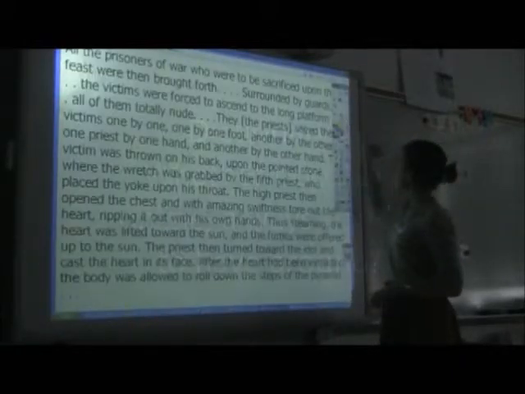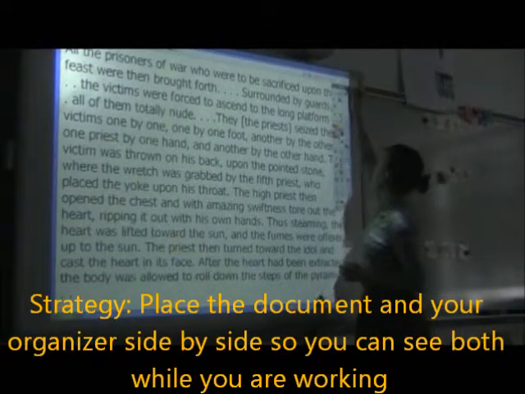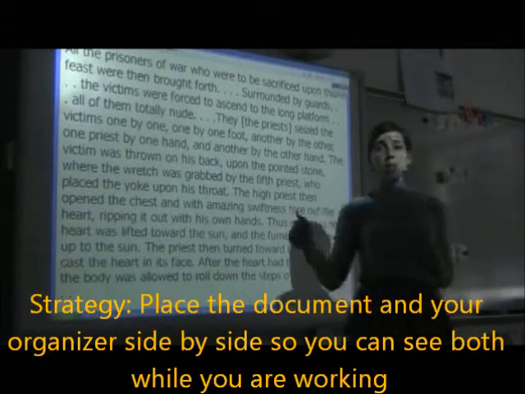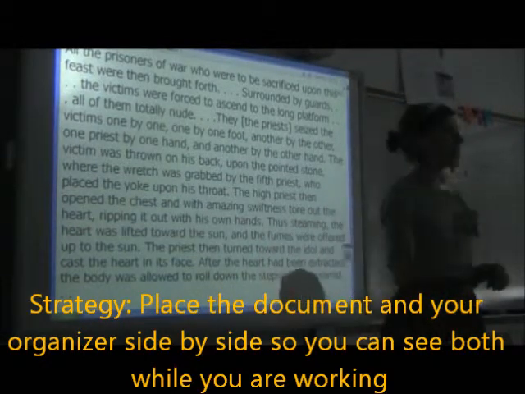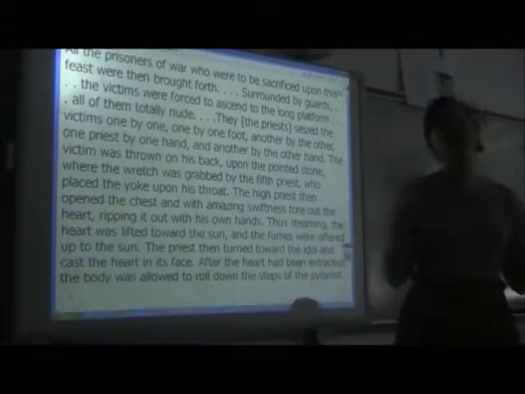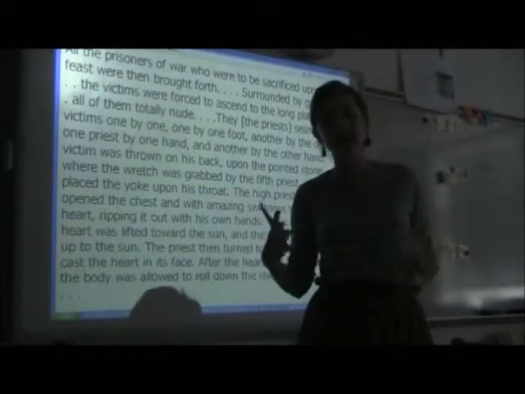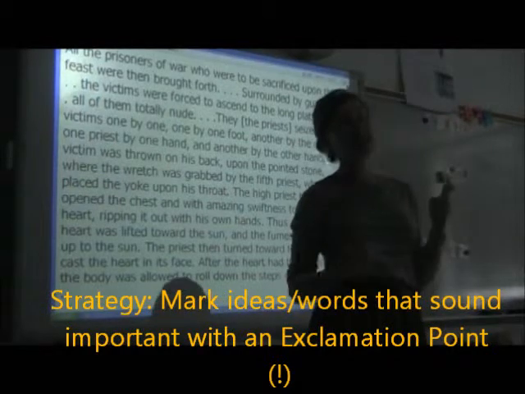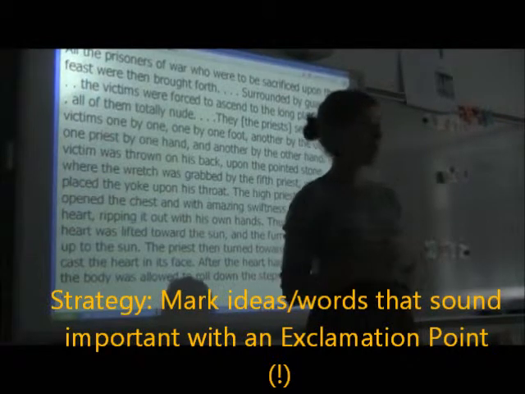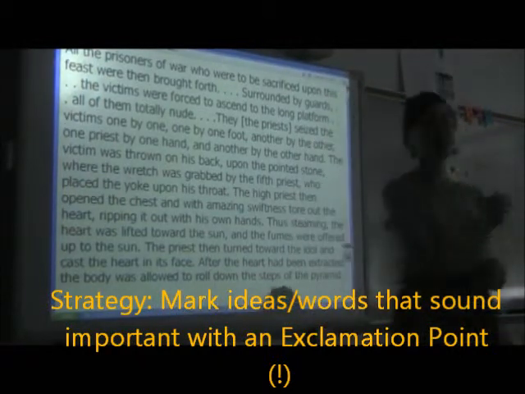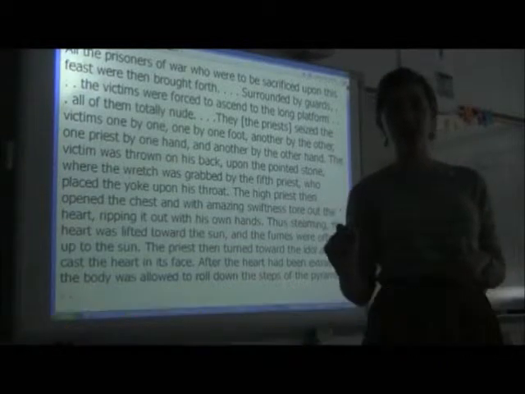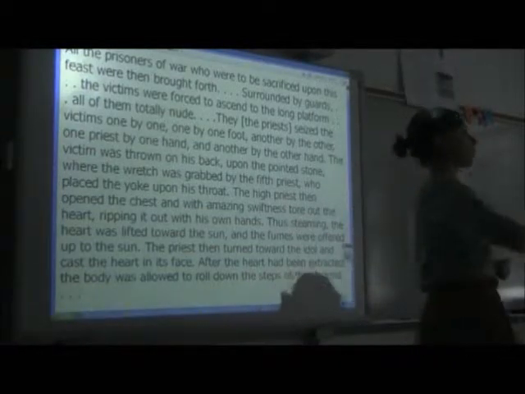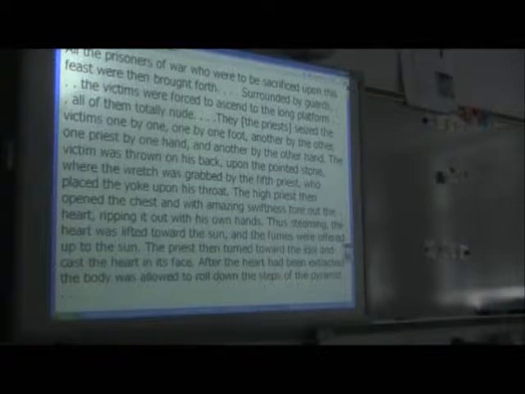So read along with me as I read it out loud, and the strategy that I'm going to use is I'm going to underline as I go the things that stand out, that really tell me explicitly in the text about Aztec sacrifice. And then after I've done that, I'm going to write them in my main idea box. So I'm annotating, I'm underlining the text as I go, and then I'm putting it into my graphic organizer.